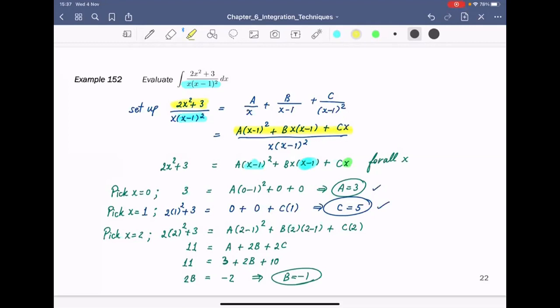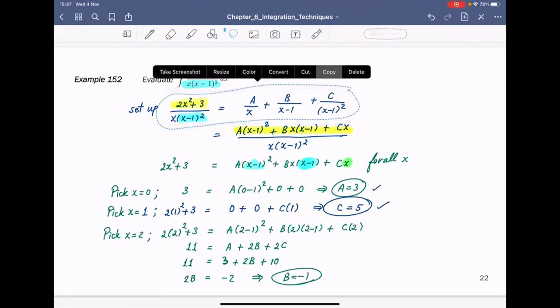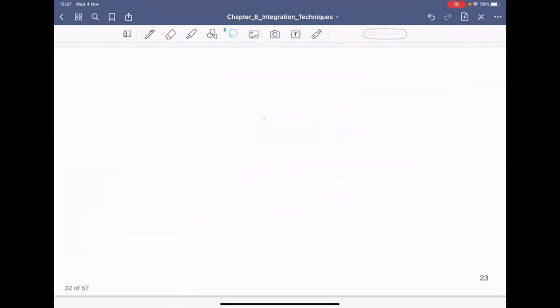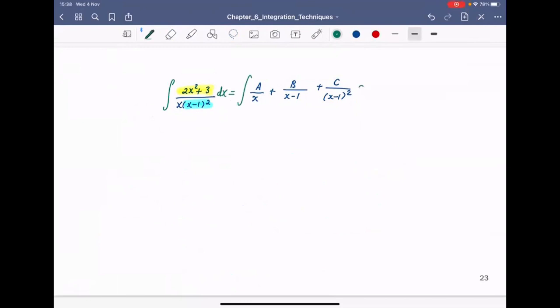All right. I already got a, b, and c. So now we need to integrate this thing. I'm going to copy everything here. Any questions so far in the chat, please? All right. I have this integral dx, and I'm so lazy, so I copy everything. I already solved for a, b, and c from the previous slide, so my a is 3, my b is negative 1, my c is 5. All right, let's integrate this thing.